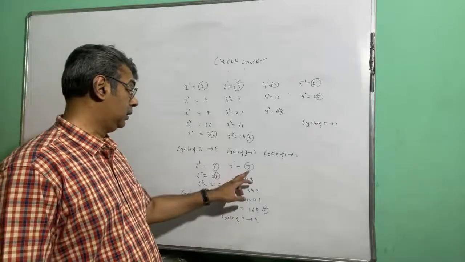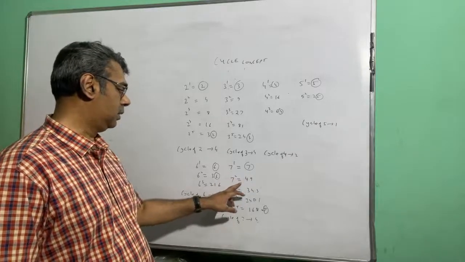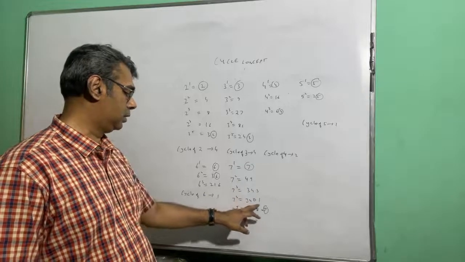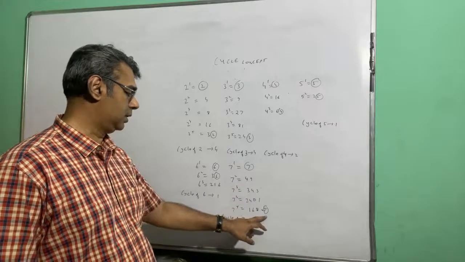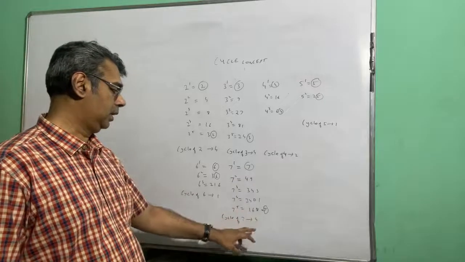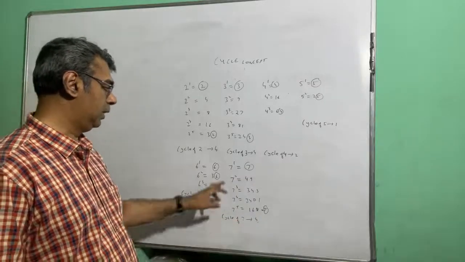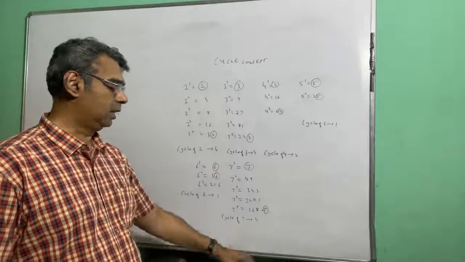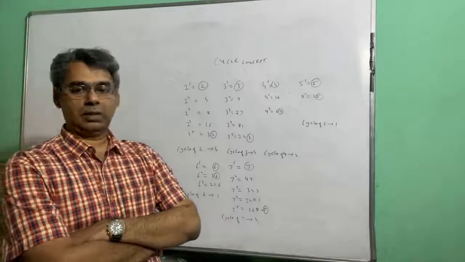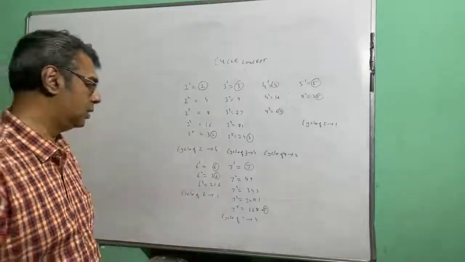7 to the power 1 is ending with 7, 7 to the power 2 is 49, 7 to the power 3 is 343, 7 to the power 4 is 2401, 7 to the power 5 is 16807. So the units digit is repeating when you increase the power from 1 to 5. That means the cycle of 7 is 4. So this is the concept of cycle. Now let's continue this.